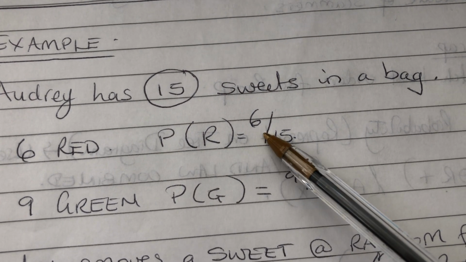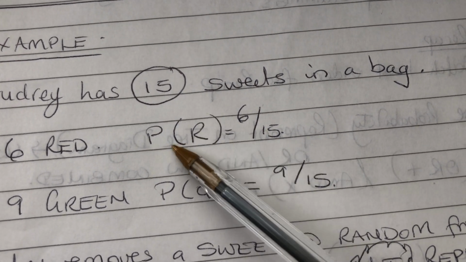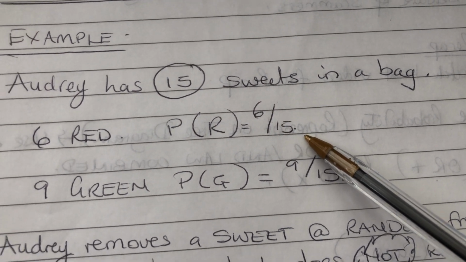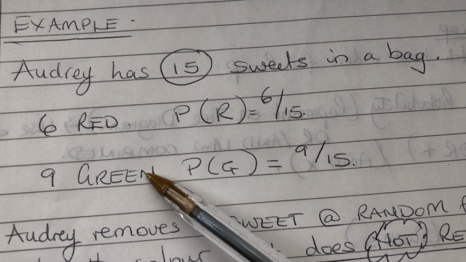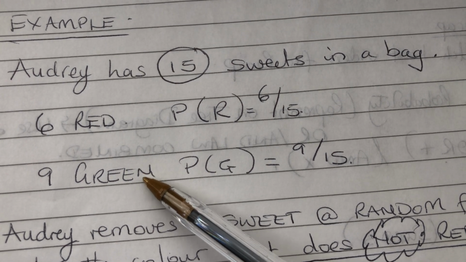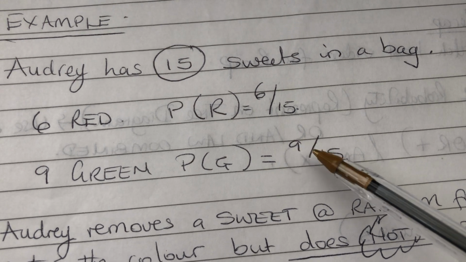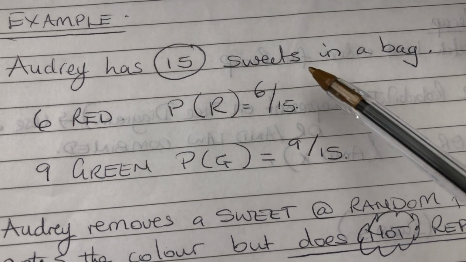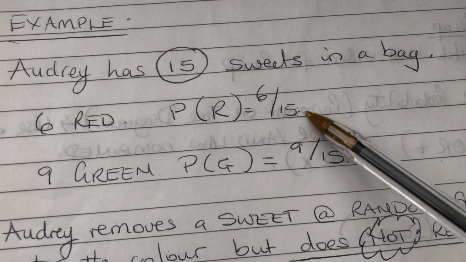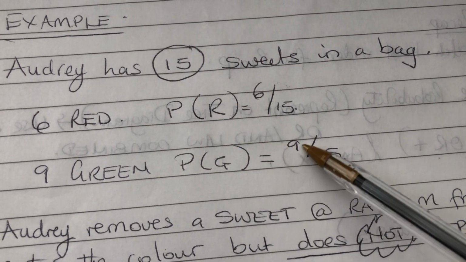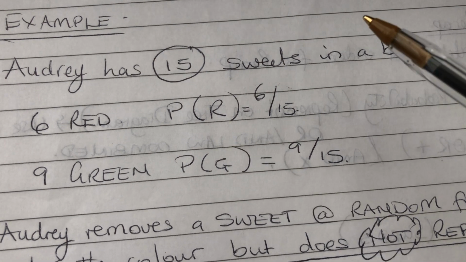6 are red, so the probability of Audrey choosing a red is 6 out of 15. The probability of green: 9 are green, so the probability of choosing a green is 9 out of 15. They won't give you this part in the question, but I guess even seeing that helps you.